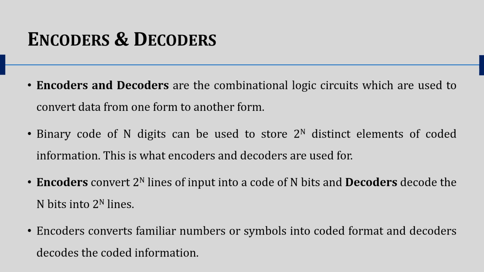The encoder converts the 2 raised to n lines of input into a code of n bits, and the decoder decodes the n bits into 2 raised to n lines. Encoders convert the familiar numbers or symbols into coded information, a coded format, and the decoders decode this coded information.